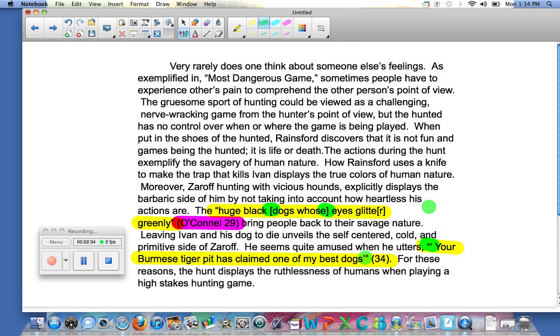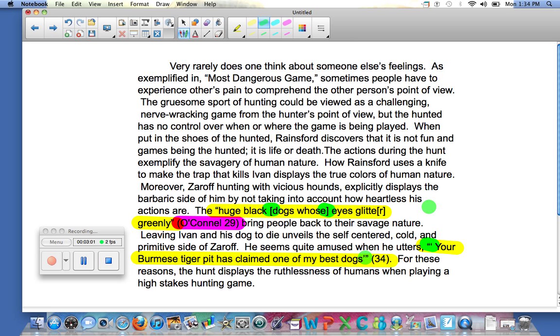And the astute viewer will quickly figure out that this must mean that the student writer is quoting dialogue. And this passage, your Burmese tiger pit has claimed one of my best dogs, is actual dialogue from the story, The Most Dangerous Game. And so since the student writer is quoting something that is already in quotes, she had to use regular quotes and then a single quote in order to indicate that she is in fact quoting dialogue.